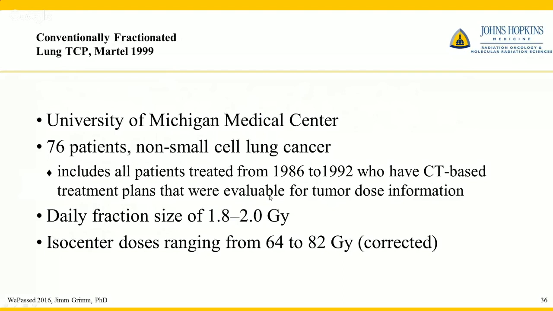Patients would be lost to follow-up or unrecoverable plans, all the issues you run into, but that's a good way to say it. Evaluable, all the plans that were able to be analyzed, they did. Daily fraction size of 1.8 to 2 gray. Anytime you look at a study, you need to go through the details like this and then compare how do these patients compare with our own, is this an applicable result? So we always want at least some description of what the study characteristics are. And they recorded isocenter doses from 64 to 82 gray.